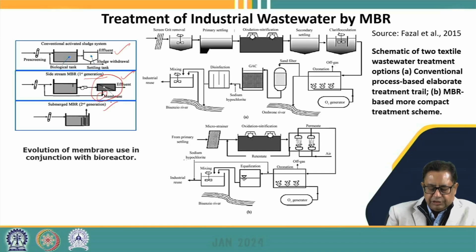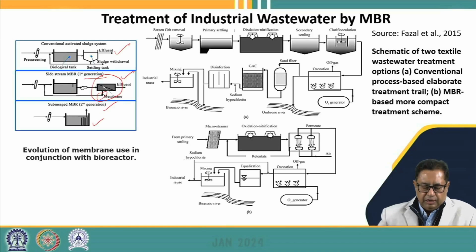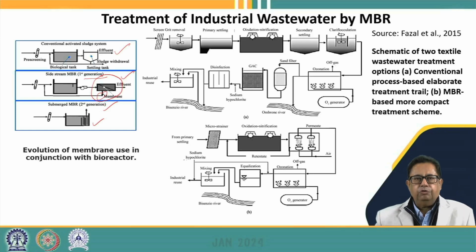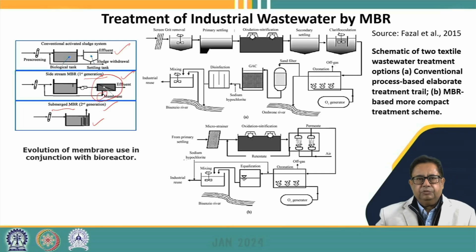In the second generation technology, the membrane can be submerged into the aeration tank and effluent can be withdrawn from the membrane, and this is known as the submerged MBR. So this is how the evolution of the membrane use in conjunction with the bioreactor has taken place, and we can see that such MBRs can be very beneficial, and they can also lead to the removal of certain processes which may be required during the conventional treatment process. So they can actually reduce the cost of installations.